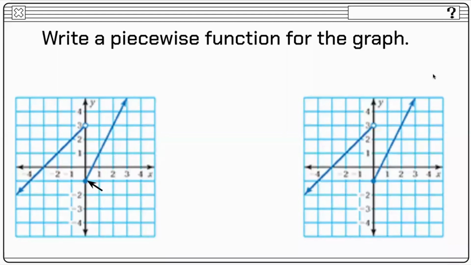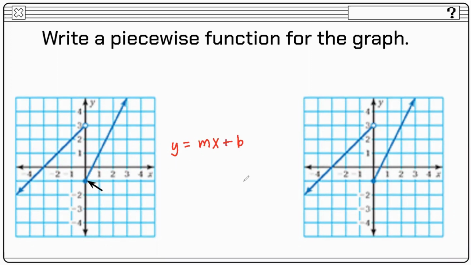For this example, we're going to write the piecewise function for the graph rather than actually graphing the piecewise function. So the 2 things you need to find are first the linear equation for the line and also the domain. I'll start with this line right here. First, I'm going to write the linear equation. Remember, it should be in y equals mx plus b form. So you want to find your y-intercept and also your slope.